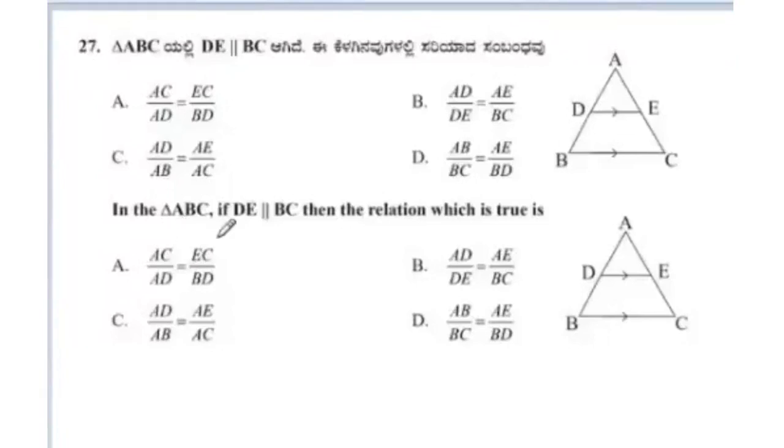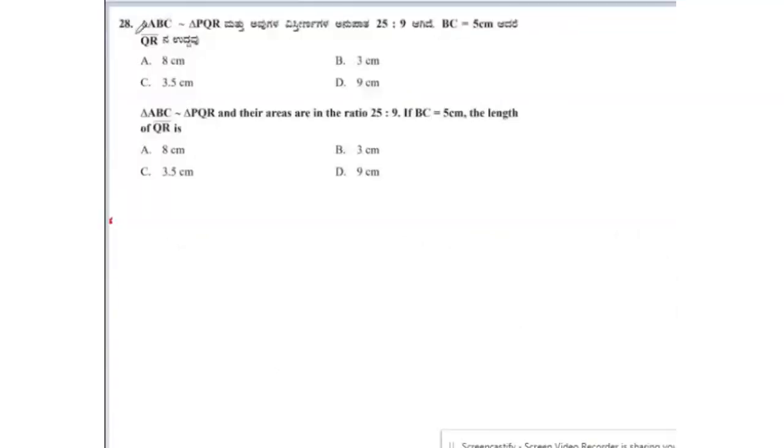27th question. In triangle ABC, if DE is parallel to BC, the relation which is true among these four options is, based on the basic proportionality theorem, AD by AB is equal to AE by AC. Option C is the correct answer. Moving on to the 28th question.